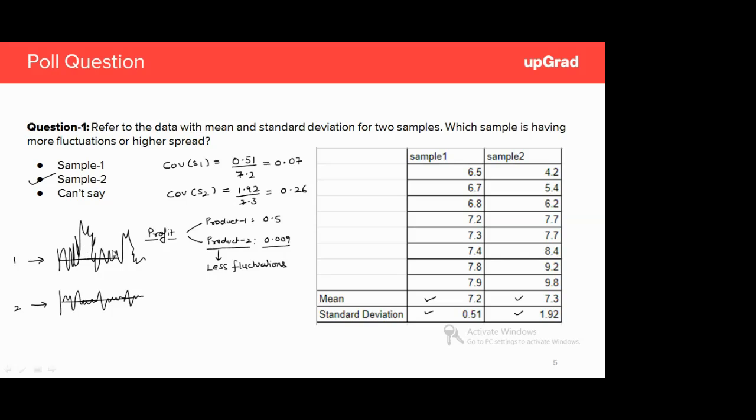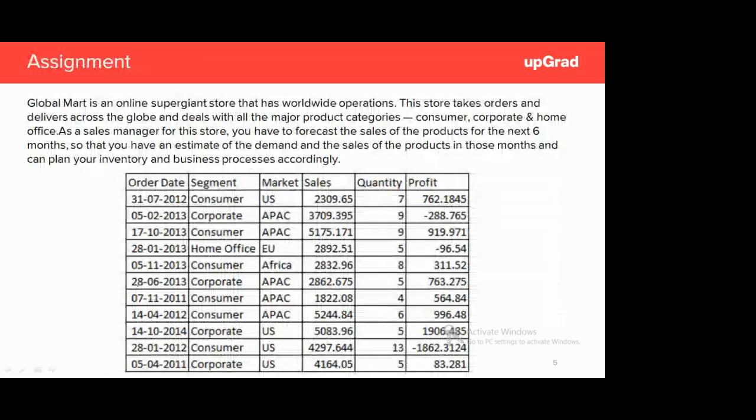So if you create a model on the more fluctuating data, it is most likely that you are not going to capture the complete pattern in the data. But if you try to predict on this particular data, you will be able to capture the pattern. Clear, everyone? Is everyone clear with the concept of COV and how we need to use it in the assignment?